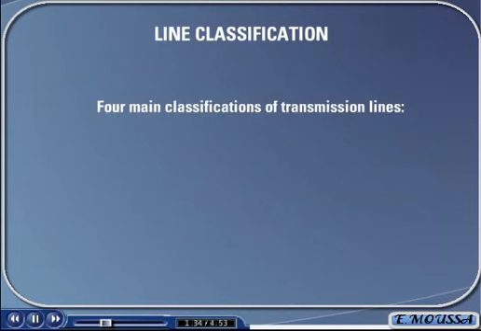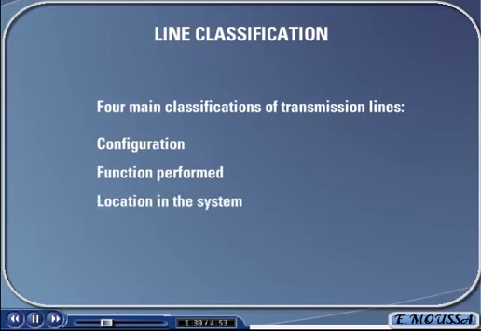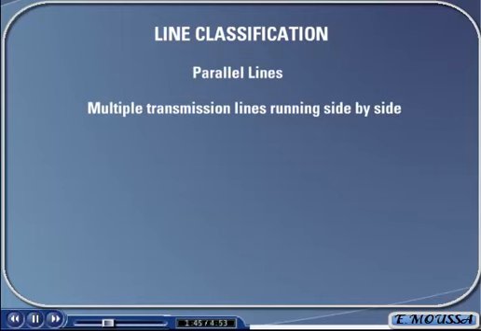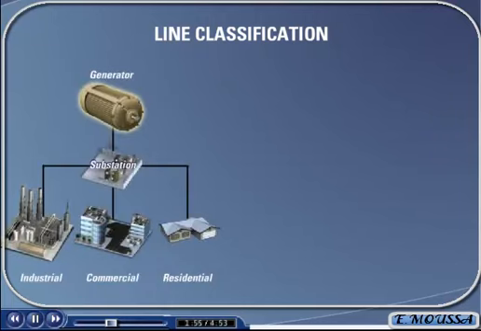Transmission lines can be broken down into one of four main classifications that describe their configuration, the function they perform, and their location in the system. Parallel lines describe a configuration where multiple transmission lines run side by side. This is done to transmit large amounts of power from one location to another, in addition to providing a redundant path for power in case one of the lines were shut down due to a fault.